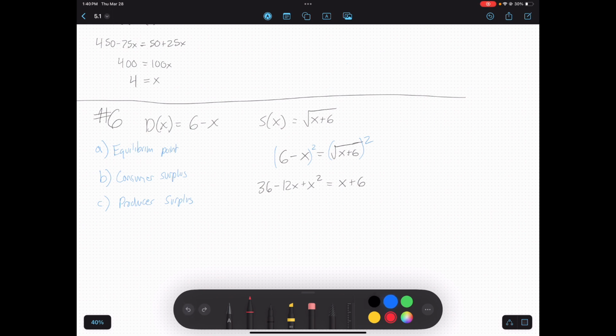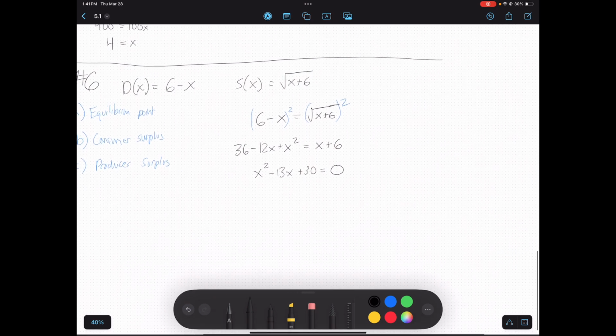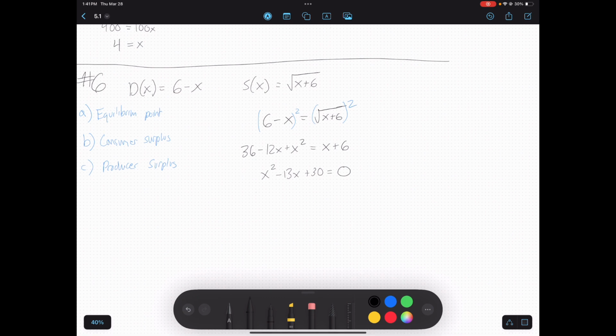Okay. And now, of course, I can get everything over. Since I'm working with a quadratic function, I need to get everything onto one side. And that leaves me with x squared minus 13x plus 30 equals 0. Okay. I now have a quadratic function set equal to 0, which means I can factor to solve this, or I can use the quadratic formula, but this actually factors pretty nicely. This factors into (x minus 10) times (x minus 3).